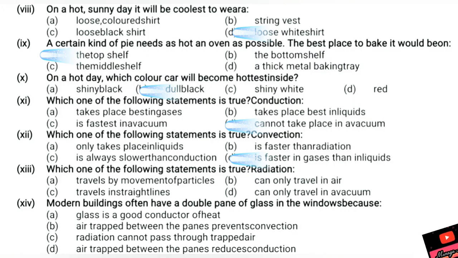13th is, which one of the following statements is true for radiation? Travels by movement of particles, can only travel in air, can only travel... yeah, it travels in a straight line. D can also be there, but the C one is the best one. Now the 16th is, modern buildings often have a double pane of glass in the windows because air trapped between the panes reduces the conduction.